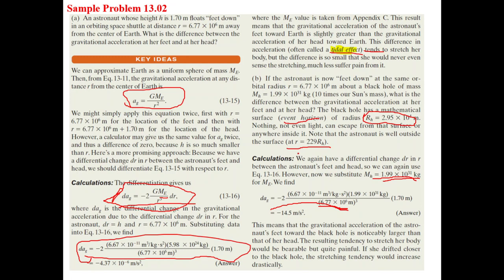Oh, why is it 6 inches? Okay, yes, because of the R in the way. And then we get a value of negative 14.5 meters per second squared. It is negative because the gravitational acceleration of the astronaut's head is larger than that of the feet. The result is that the body will be torn apart by the black hole. Should it get closer to the black hole, the acceleration tendency will increase drastically.